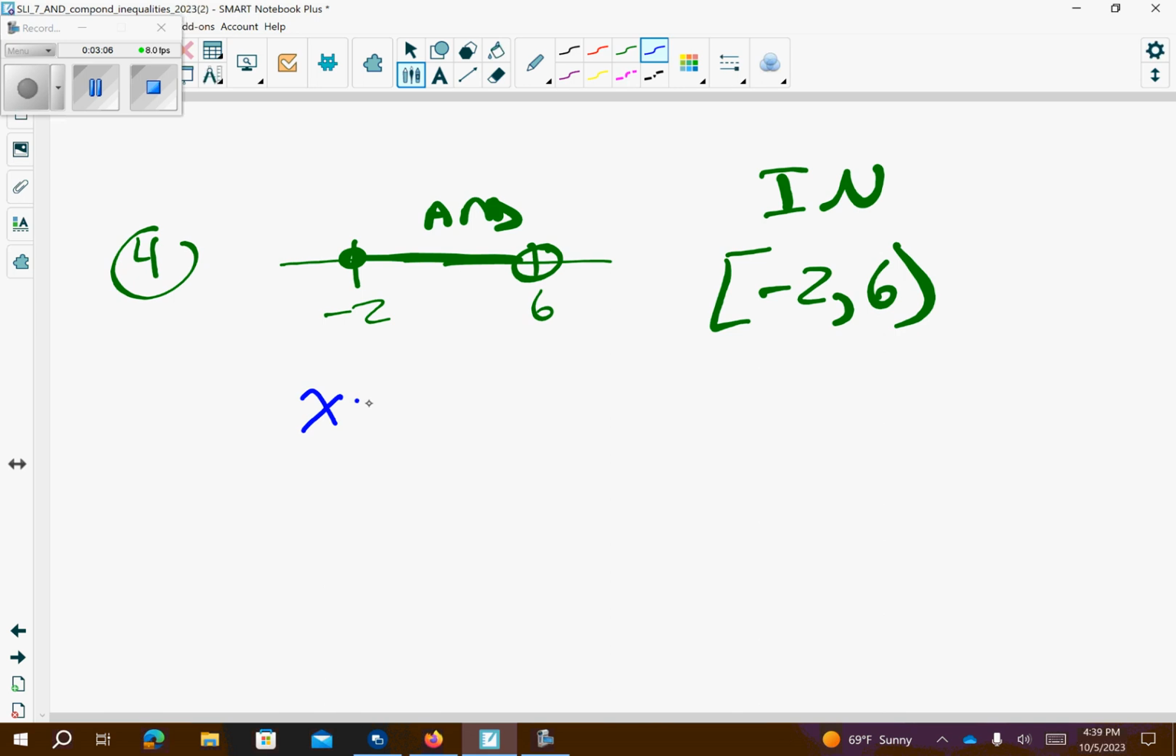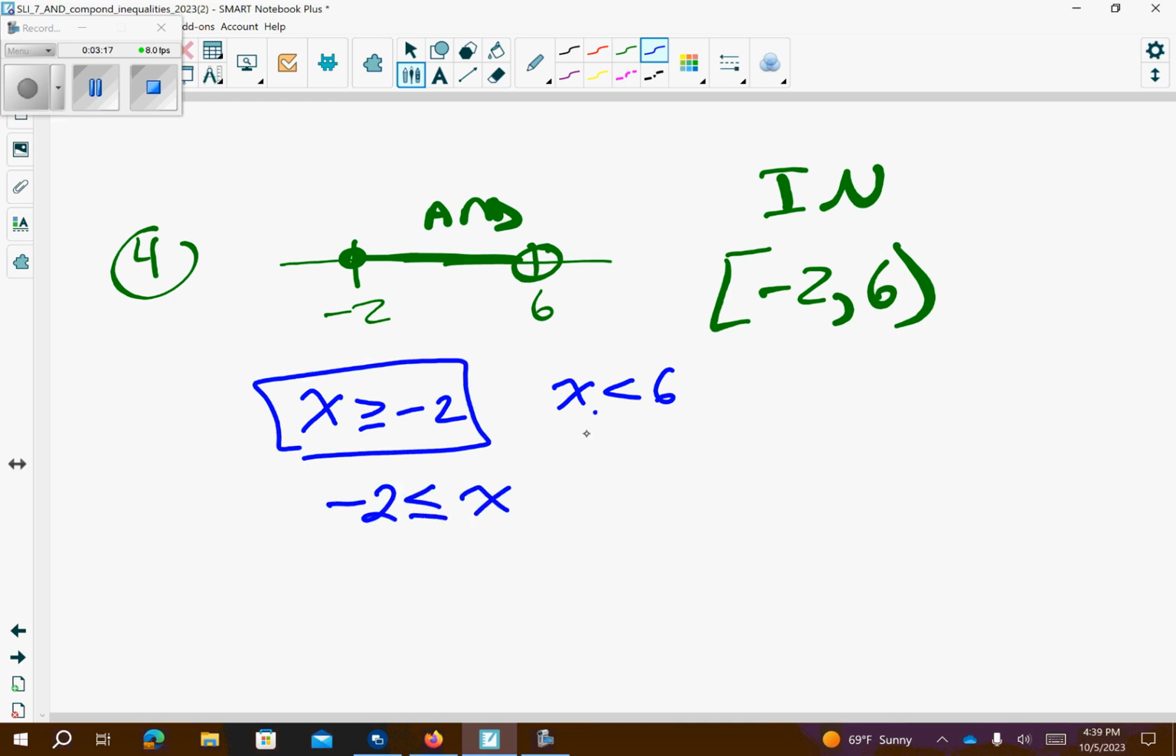Then I'm going to say x is greater than or equal to -2 because it's a solid dot. x is less than 6. The one that's on the left, we're going to flip over, including the sign. And then I'm going to bring this down to be part of it. This is my inequality.